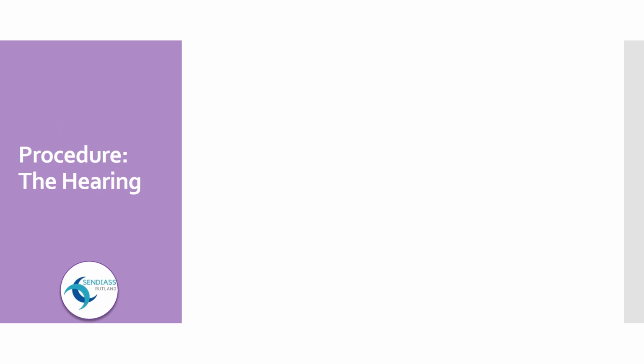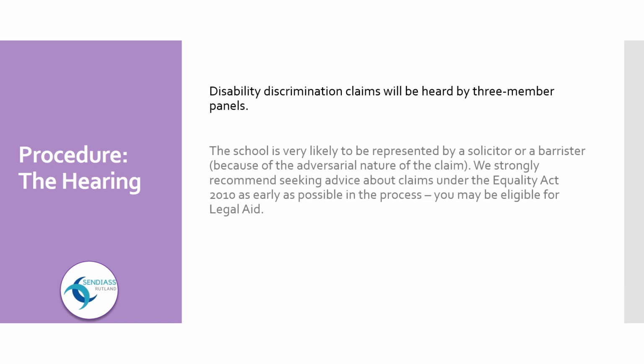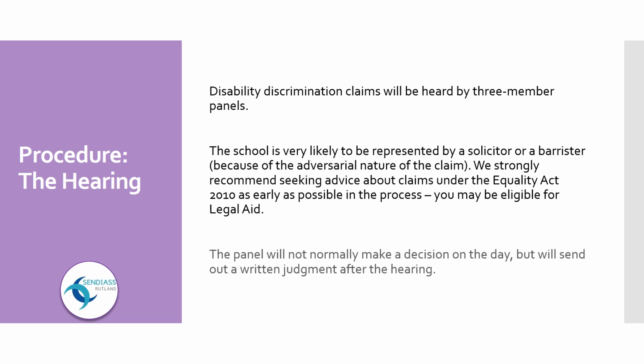Procedure: the hearing. Disability discrimination claims will be heard by 3-member panels. The school is very likely to be represented by a solicitor or a barrister because of the adversarial nature of the claim. We strongly recommend seeking advice about claims under the Equality Act 2010 as early as possible in the process. You may be eligible for legal aid. The panel will not normally make a decision on the day, but will send out a written judgment after the hearing.